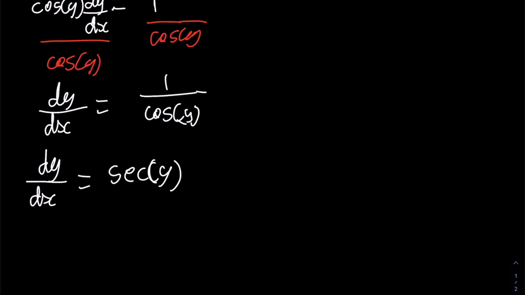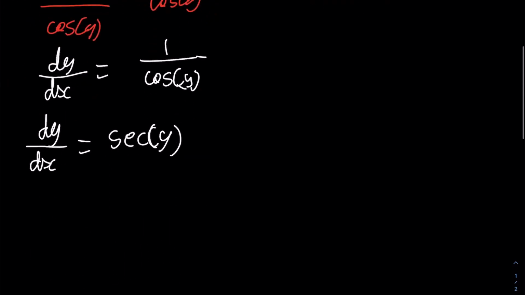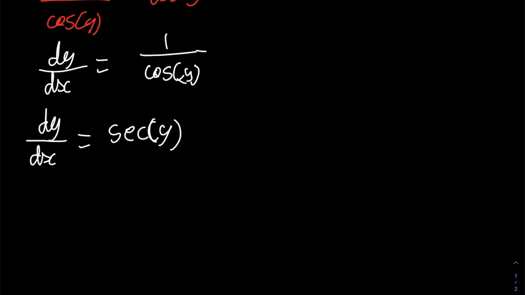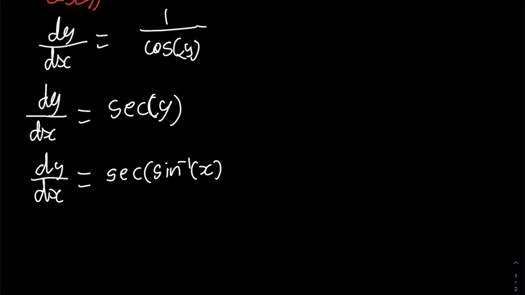Now what is our y? Our y is the inverse sine of x. So what we can do is get an expression completely in terms of x and then construct a triangle. What I mean by that is, we see that dy by dx is equal to the secant of the inverse sine of x.